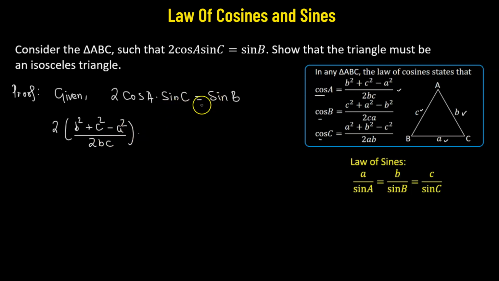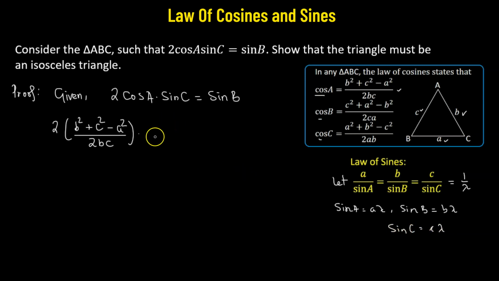Now, to find the value of sine C, we'll consider this particular ratio and suppose that this ratio is equal to a common constant, which we are going to call 1 over lambda. Then we can represent sine of angle A as a times lambda, sine of angle B will be equal to b times lambda, and sine of angle C will be equal to c times lambda. So we're going to substitute these values here.